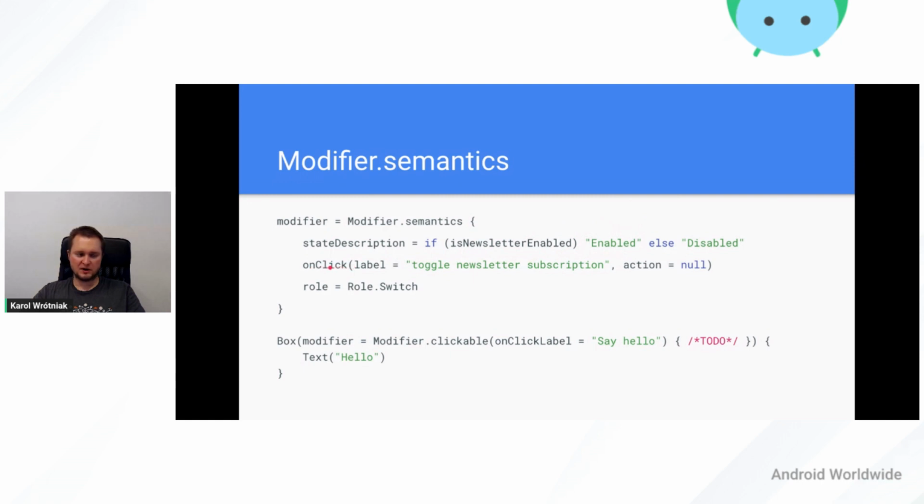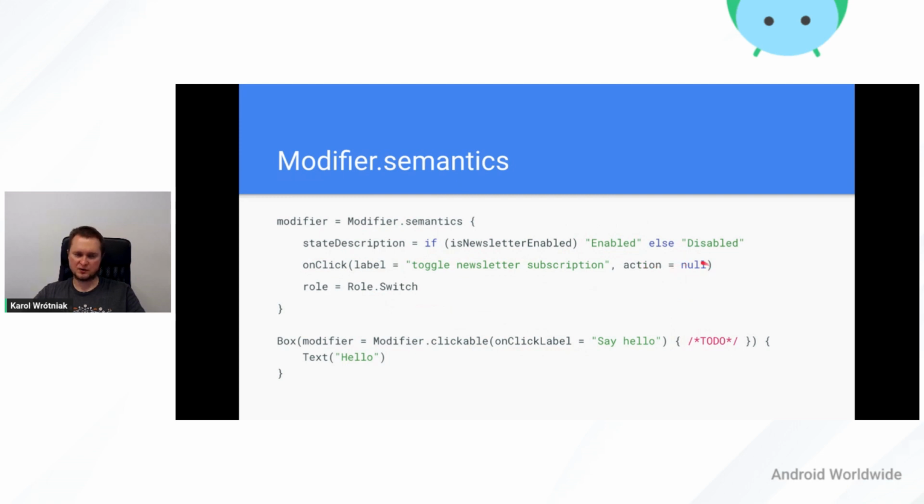On-click label can be set either via semantics, but also by other modifiers. The clickable has an optional on-click label parameter. If you are using this on-click label semantics, then you can set the action here to null. You don't need to duplicate the on-click or on-change callback. It will work even if the null is here.